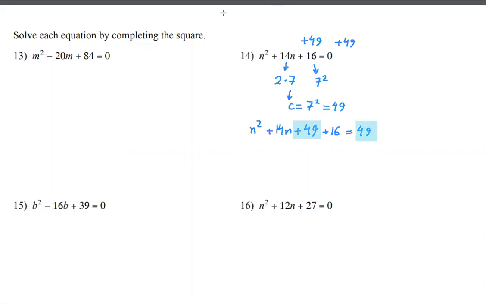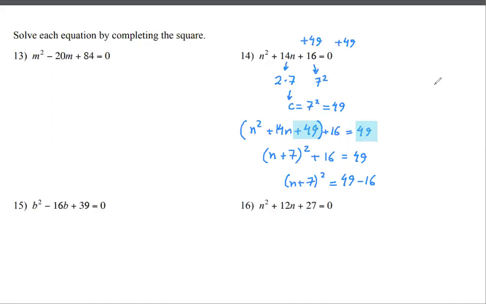Amazing. Now we have a perfect square right here. Look, n squared plus 14n plus 49. This is n plus 7 squared, because 7 is half of 14, and because 7 is the square root of 49. This is a perfect square. We're going to be writing it this way. The remaining stuff we copy, like plus 16 and 49. Now we need to isolate the squares. So n plus 7 squared is going to be equal to 49 minus 16.